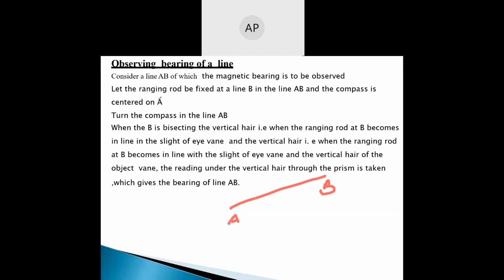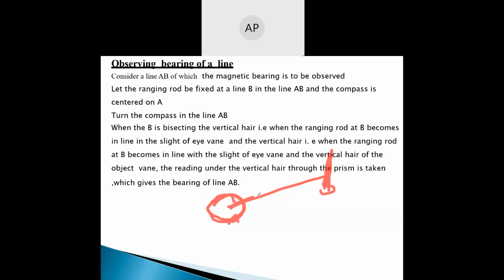Then let the ranging rod be fixed at B. The ranging rod should be placed at point B, and the compass is centered on A. You have to center the compass at point A. Turn the compass to the line AB. So you have to do centering, leveling, focusing at point A.